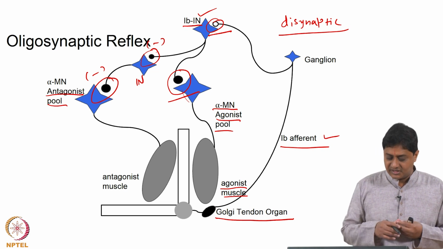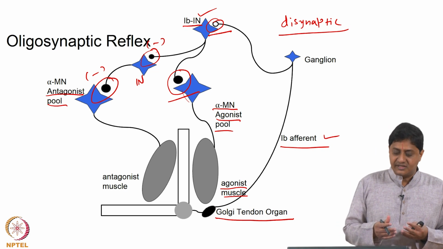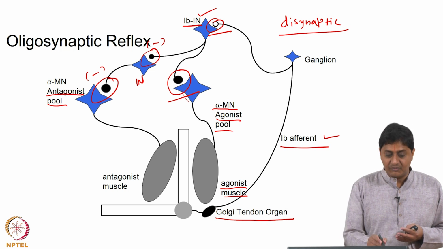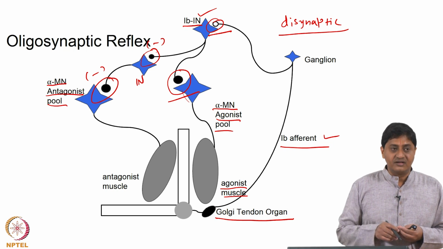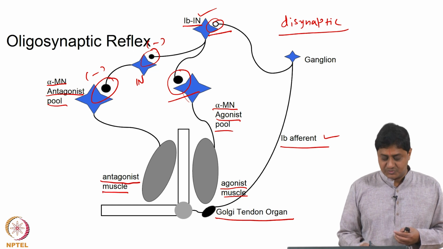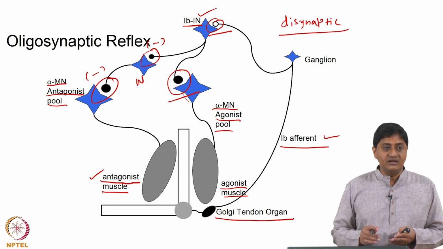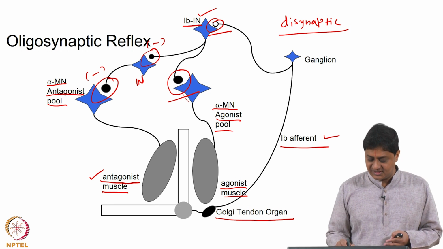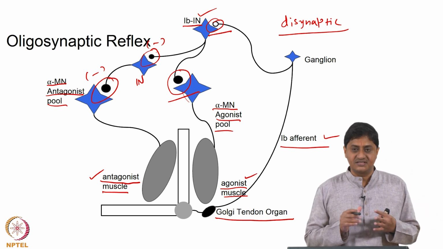At least figuratively, we could say that it increases the probability that this alpha motor neuron will get excited. So, the force produced by this antagonist will be in a position to balance the force produced by this agonist. So, that is the other way.